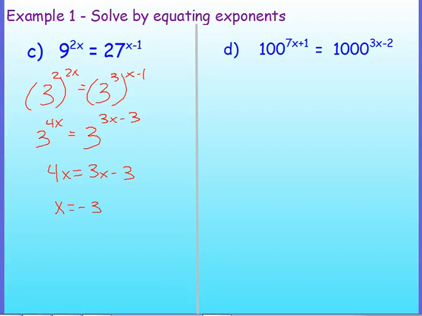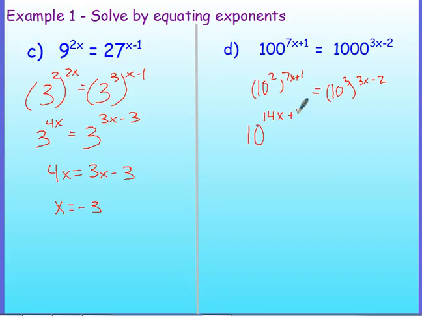Good, we change them both to base 10. 100 is really what? 10 squared to the 7x plus 1. And 1,000 is really what? 10 cubed to the 3x minus 2. And then it's exactly like the last one. I'm basically going to distribute. So I get 10 to the what?